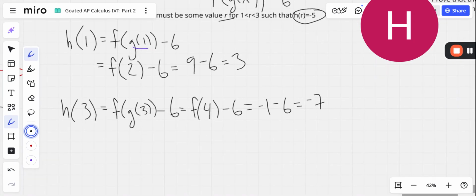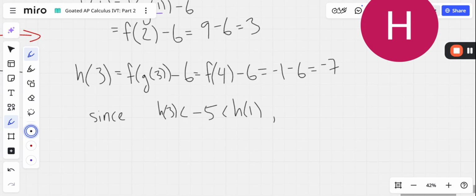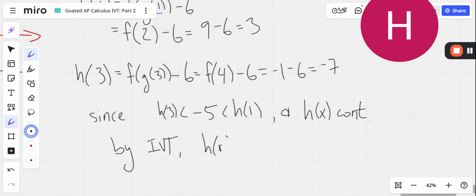Now since negative 5 is in between h of 3 and h of 1, and h of x is continuous, by the IVT, h of r is continuous. I mean, we used x on the chart, but it doesn't matter. h of r equals negative 5 has a solution.